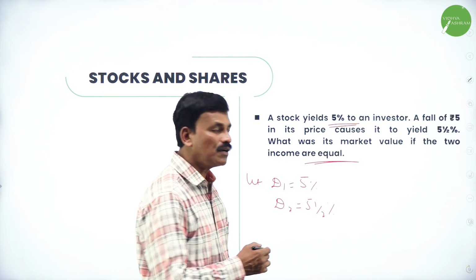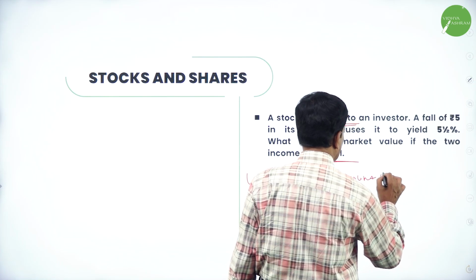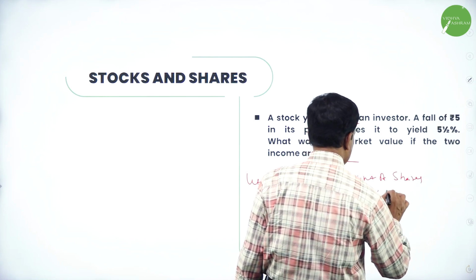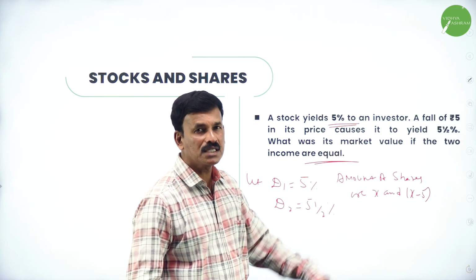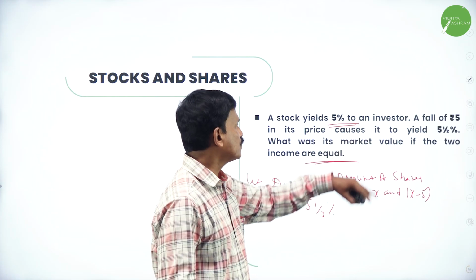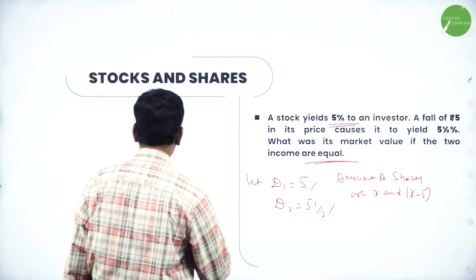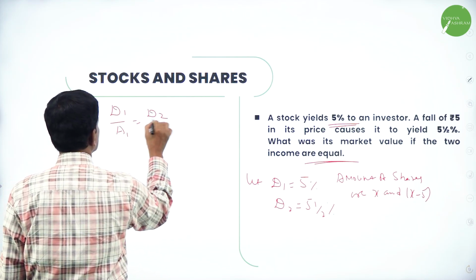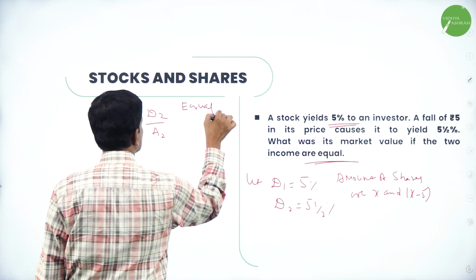So the amounts of the shares may be x and x minus 5, because of a fall of rupees 5. Since the incomes are equal, we can write D1 by A1 is equal to D2 by A2, because the incomes are equal.